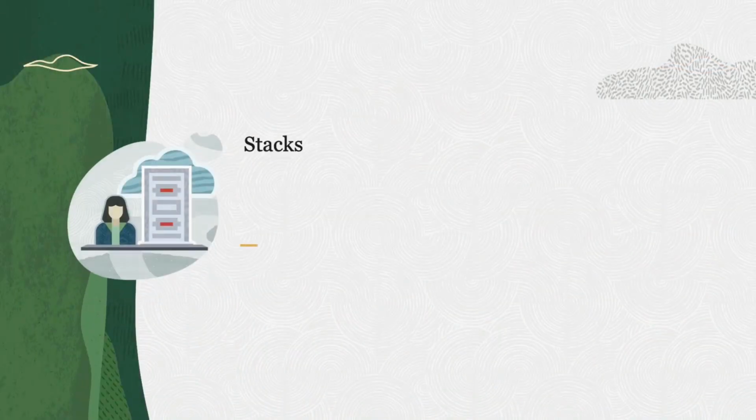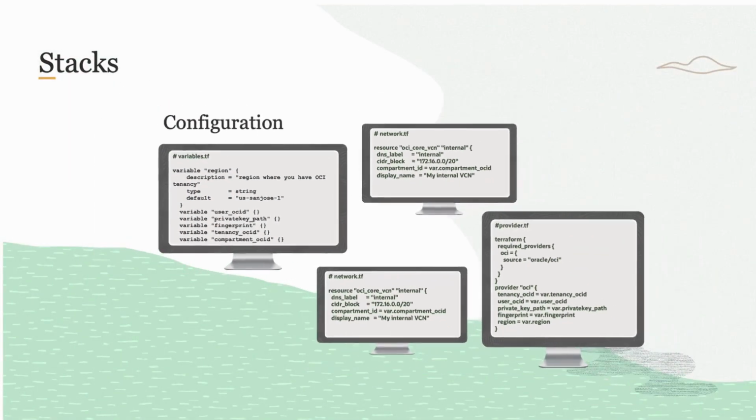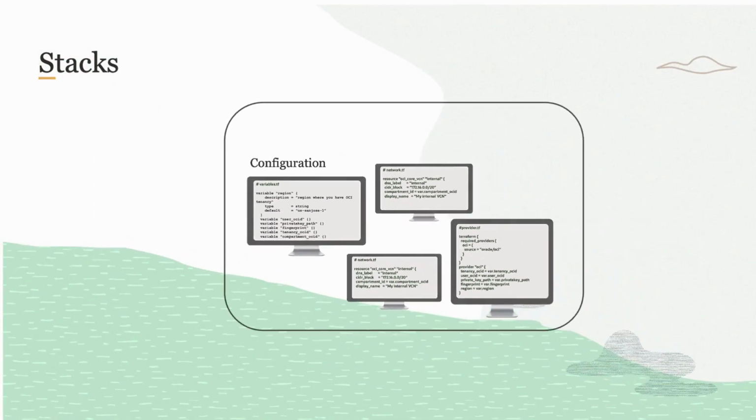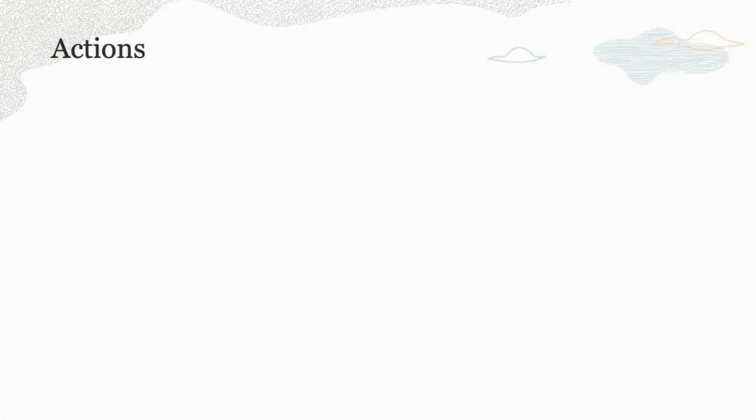Next, we have stacks. In OCI Resource Manager, a stack represents a collection of Terraform configurations that define your infrastructure resources. Stacks allow you to manage and deploy related resources as a single unit, ensuring consistency and efficiency. Stacks are subject to actions, enabling you to manage and modify your infrastructure. Here are the key actions available in OCI Resource Manager.